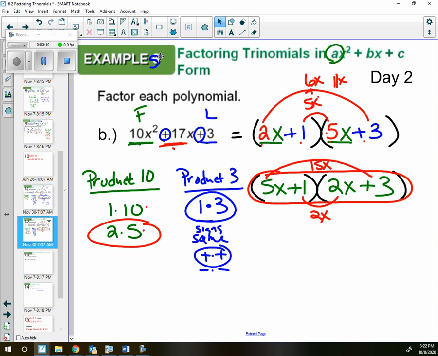If you add or subtract wrong, maybe you have tried the pair that works, but you didn't get it to work because you messed up the arithmetic. So be careful with that arithmetic. Be aware that it will really help.